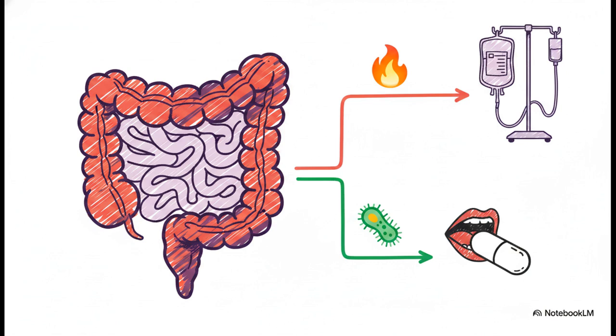Okay, next up, you have to treat the underlying cause. And this is a major fork in the road. If it's an IBD flare causing all this, the answer is high-dose IV glucocorticoids. But, and this is a huge but, if you suspect or have proven C. diff, the treatment is totally different. You're going with antibiotics like oral vancomycin. Notice that it's oral. You need that drug to get directly inside the colon to do its job.